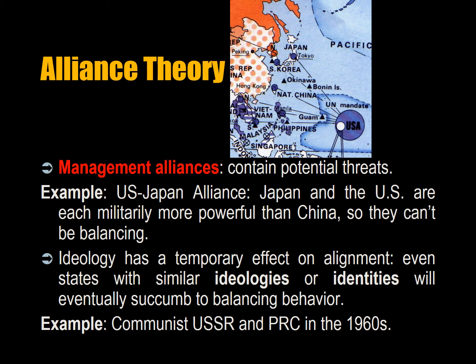There's also the phenomenon of the management alliance. This is when a country allies to contain a potential threat. The classic example is the US and Japanese alliance during the Cold War and since the end of the Cold War. Japan and the US were each militarily more powerful than China, so they couldn't be balancing in the 1950s.